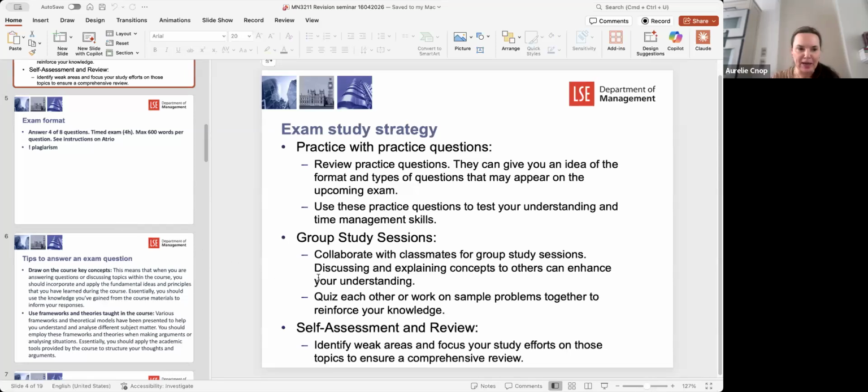So a point on plagiarism, maybe before I talk about tips to answer an exam question, is the different elements that contribute to plagiarism. One of them is the referencing, right?